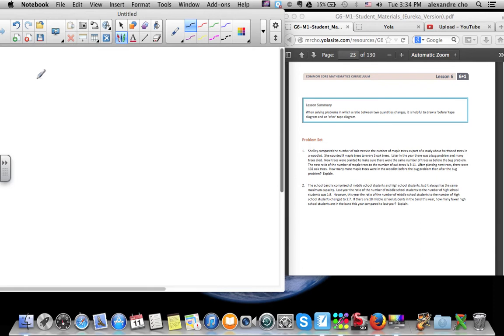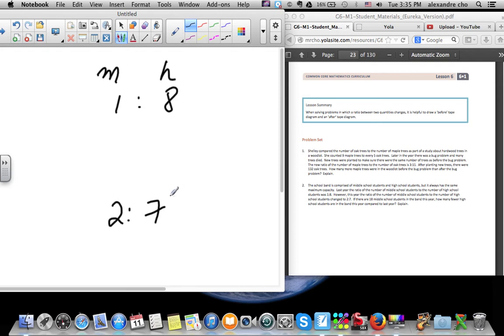So, second problem. The school band is comprised of middle school students and high school students, but it always has the same maximum capacity. Last year the ratio of the number of middle school students to the number of high school students was 1 to 8. So, let's write this down: middle, and I'm going to write high, and 1 to 8. So, one middle school student to every 8 high school students. This year, the ratio of middle school students to high school students changed to 2 to 7. Okay, there are 18 middle school students in this band this year.